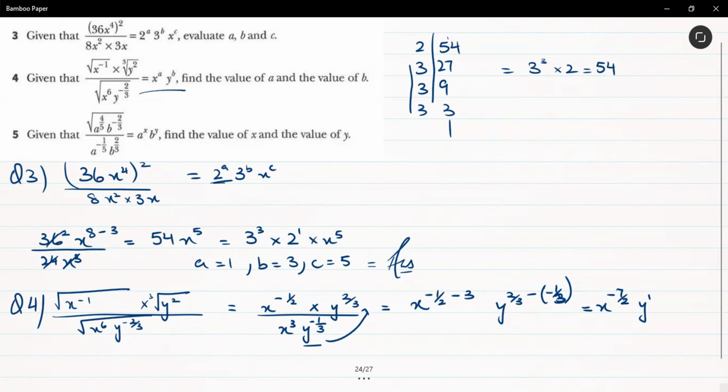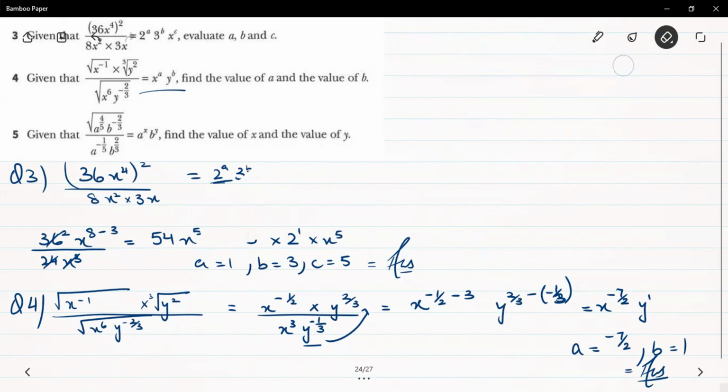And so we are going to find the values of a and b. If we simplify this, a is equal to -7/2 and b is equal to 1. And that's our answer for question number 4. Okay, so for question number 5, let me just clear some space.